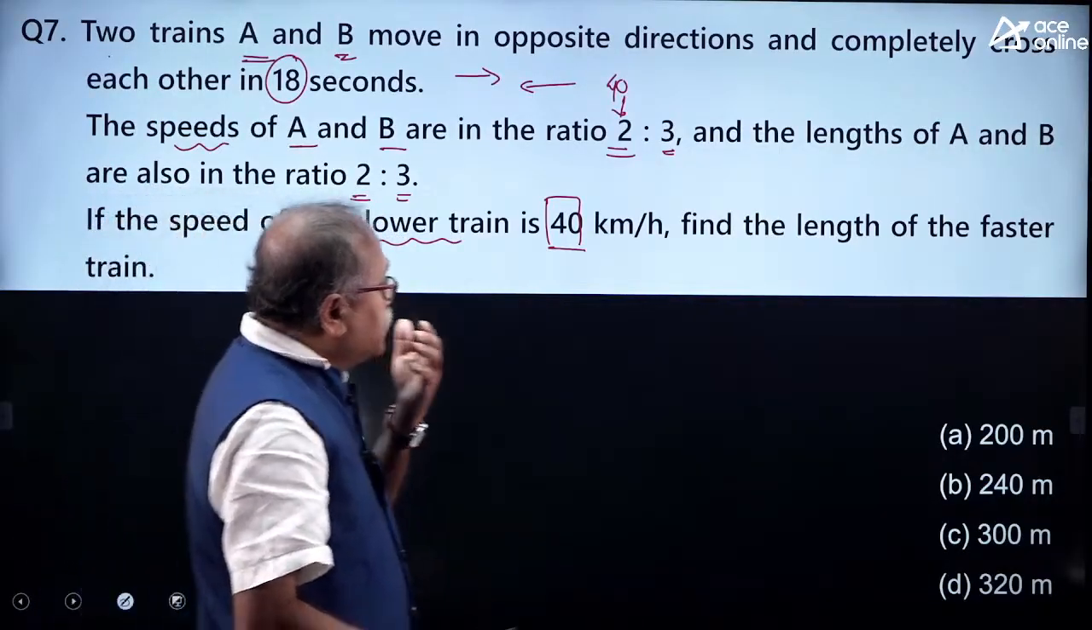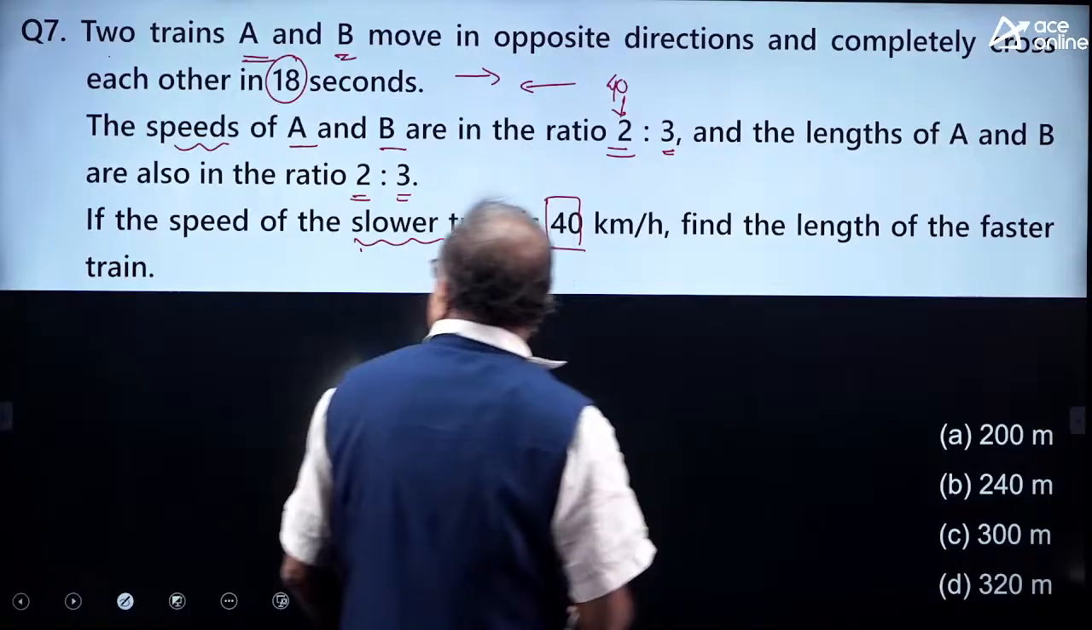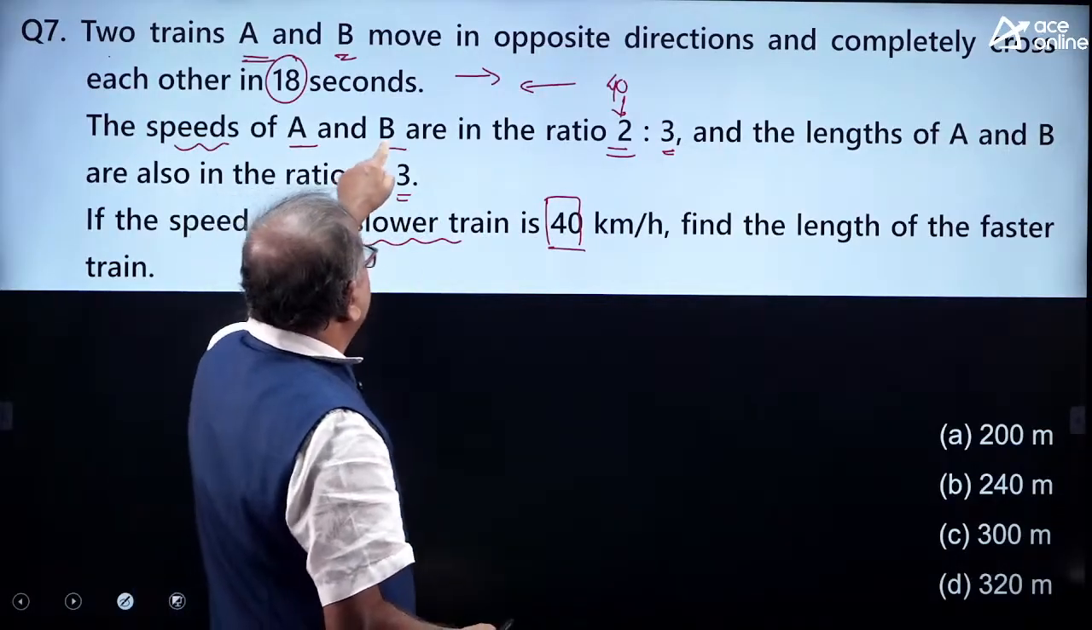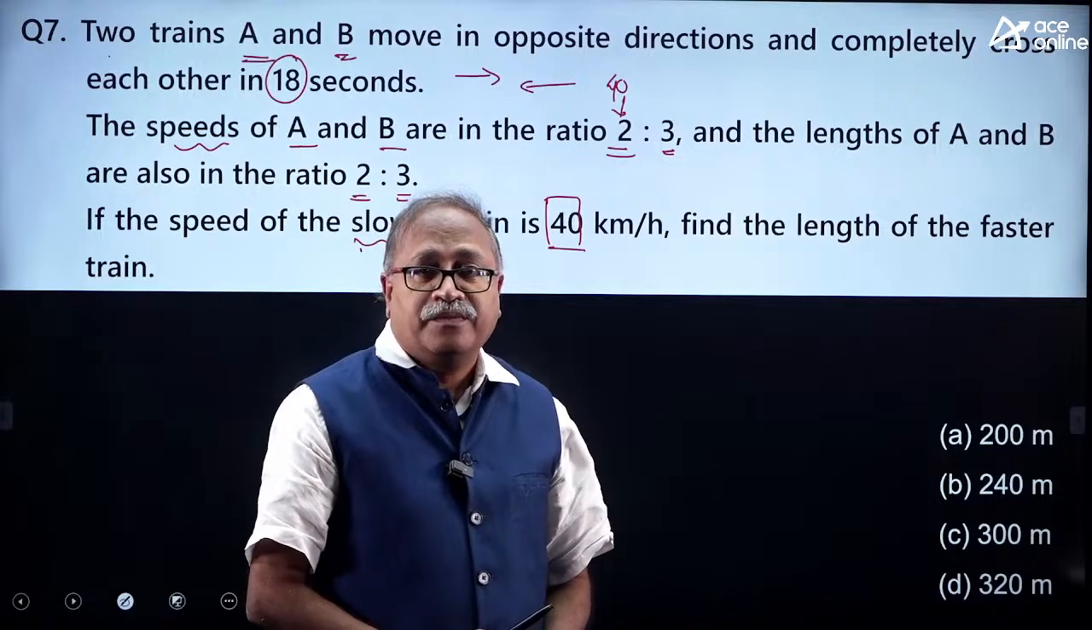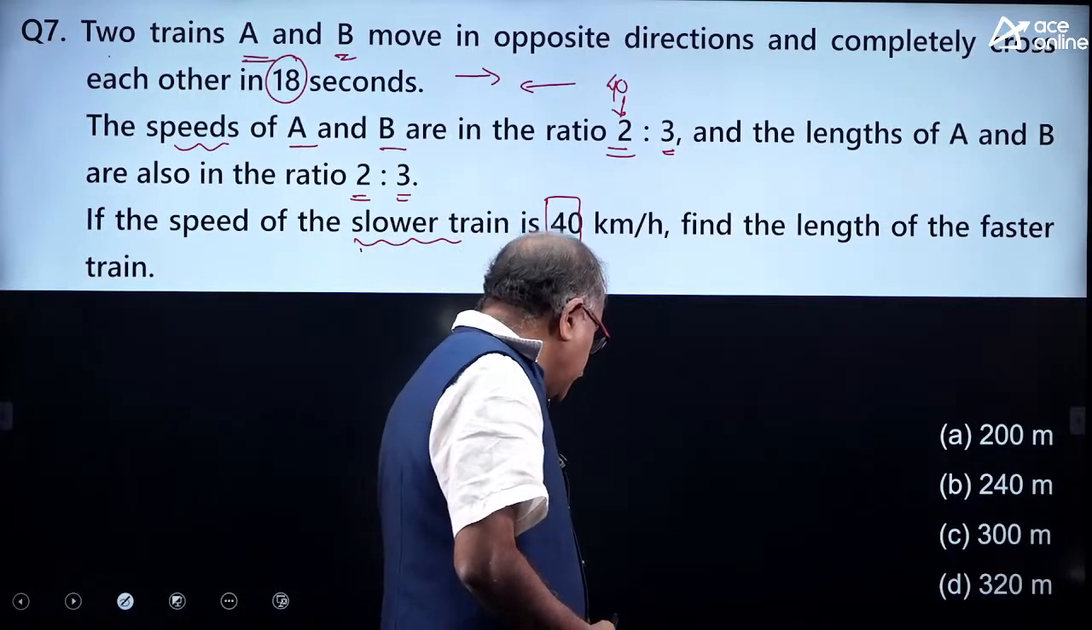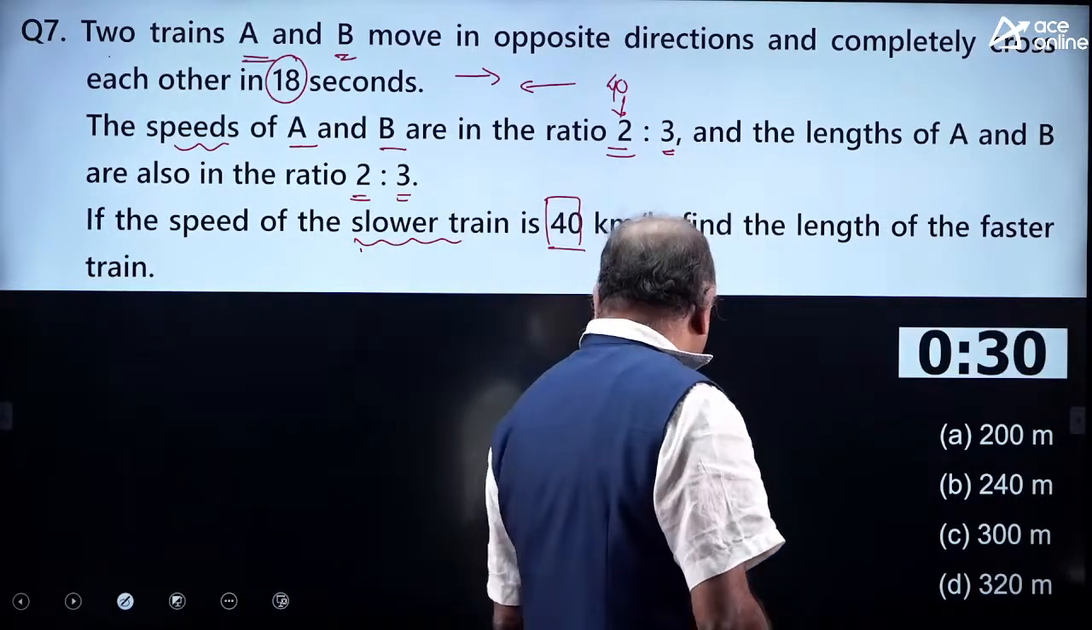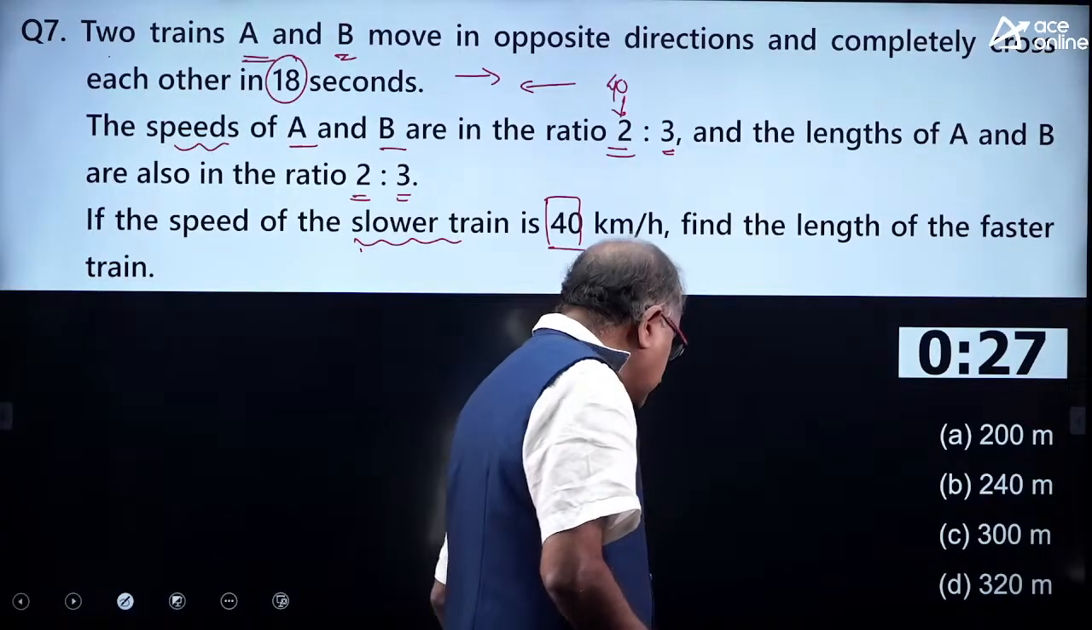Now what is the question here? Find the length of the faster train. Which is the faster train? B. So I need to find the length of B. Try this, my dear friend. The question is simple, only the theoretical part is a little lengthier.